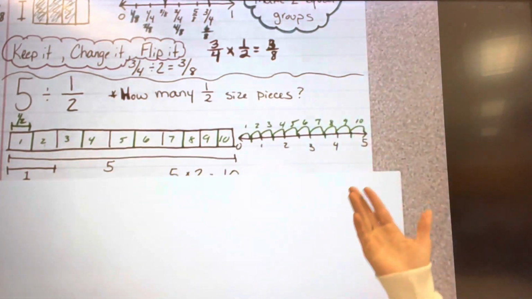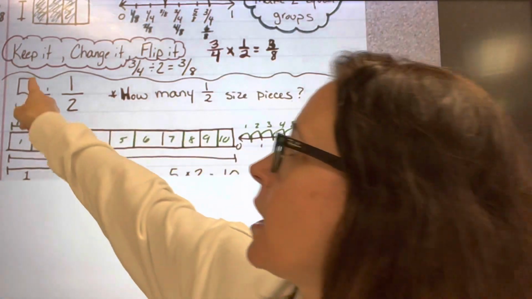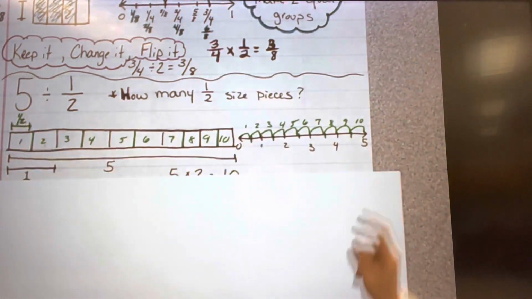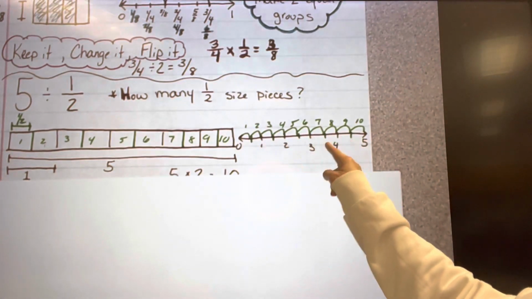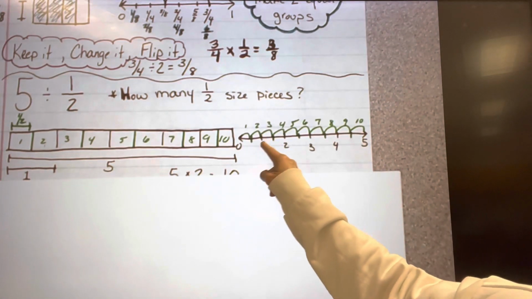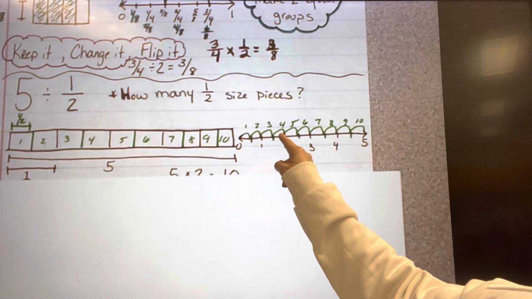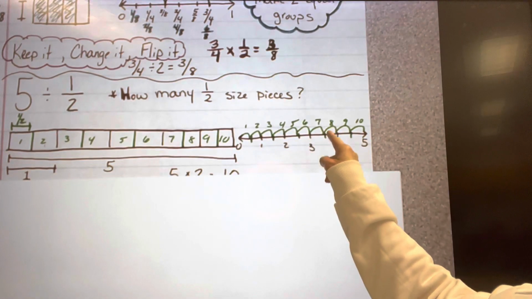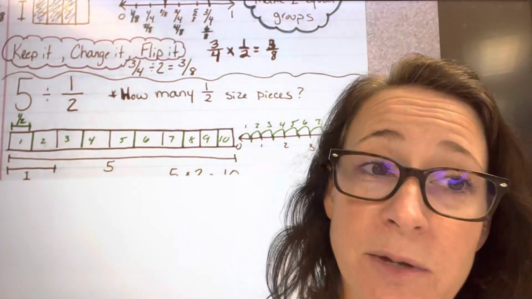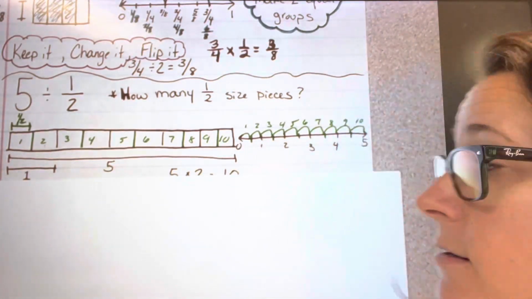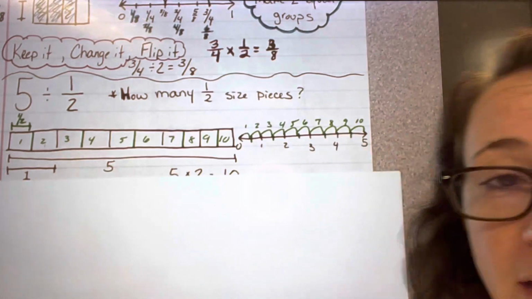I did the same thing with the number line. You always model your first one, so you put your 5 on your number line. And then I cut each of my wholes. I cut 1 in half. So I got half, 1, 1 1/2, 2, 2 1/2, 3, 3 1/2, 4, 4 1/2, 5. And then I just said, well, how many half-size jumps can I make? I made 10 half-size jumps.